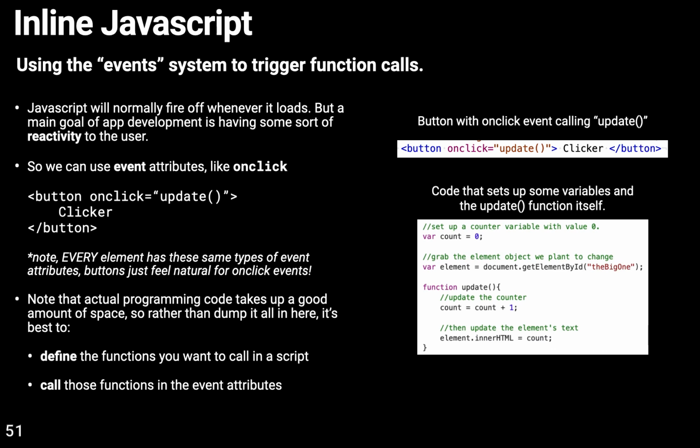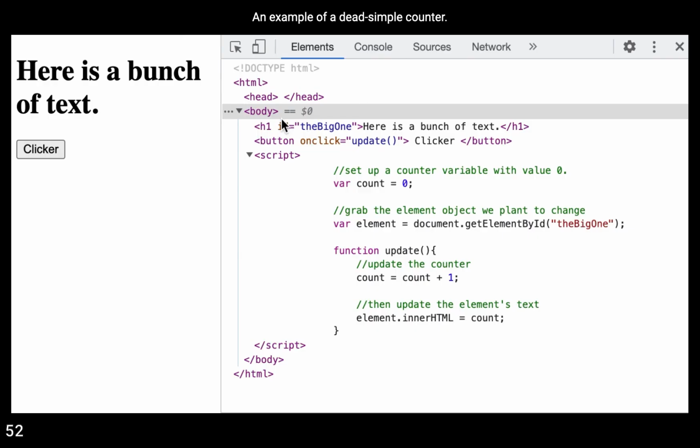Let's just actually go to the example of this. So this is a video I haven't started yet. Let's look at this. Let's pull it apart. This uses a bunch of the things we've talked about, right? We have the head, which is empty. We have the body. There's an H1, a header 1 up there with a bunch of text. And there's a button right below it, labeled clicker, with the function update on its onClick. Then we have a script. I've got some comments in here. We'll talk about that in a minute.